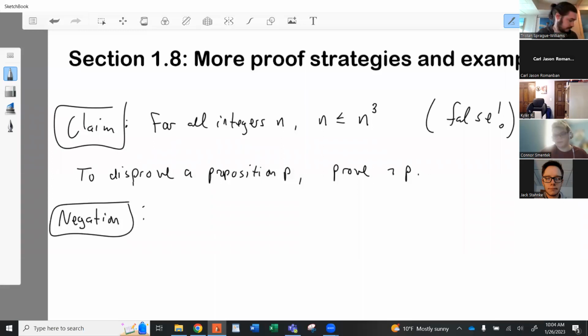So all we got to do is negate this claim. It was for all integers n. If we're going to negate that, it's going to become there exists an integer.